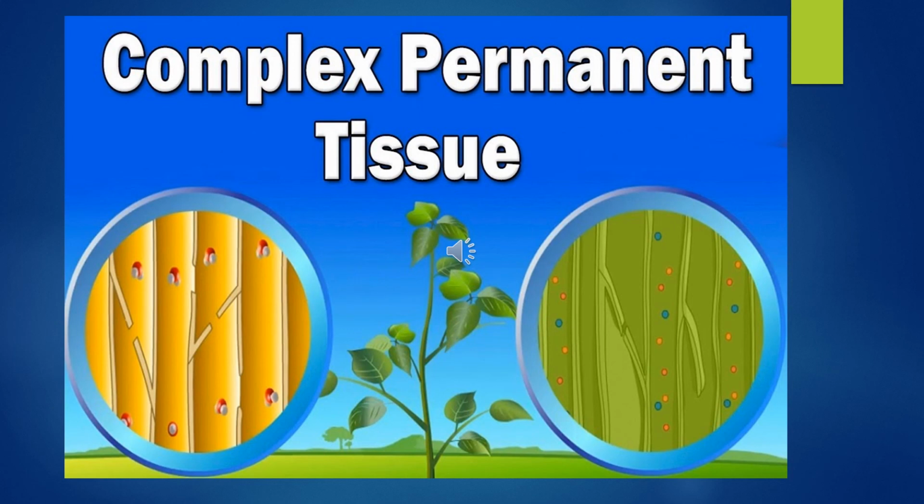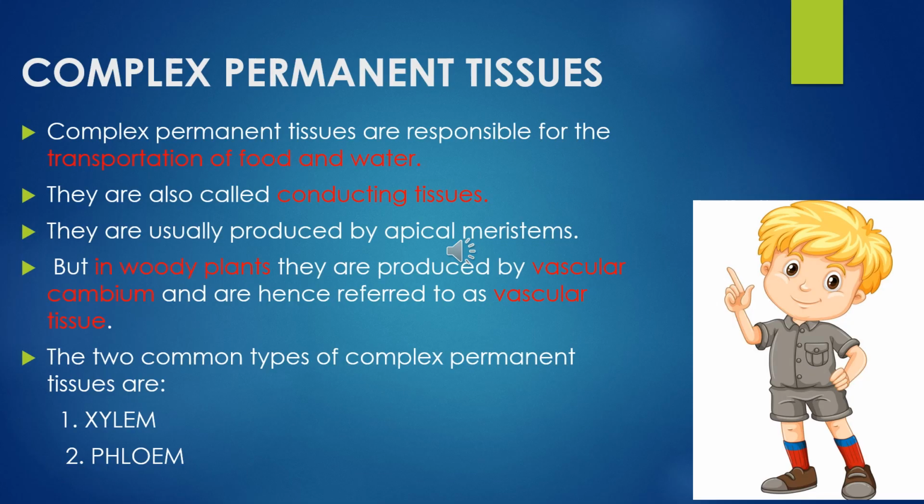Now we shall be discussing and learning about complex permanent tissues in plants. Complex permanent tissues are responsible for the transportation of food and water. They are also called conducting tissues. They are usually produced by apical meristems, but in woody plants they are produced by the vascular cambium and are hence referred to as vascular tissue. The two common types of complex permanent tissues are xylem and phloem.